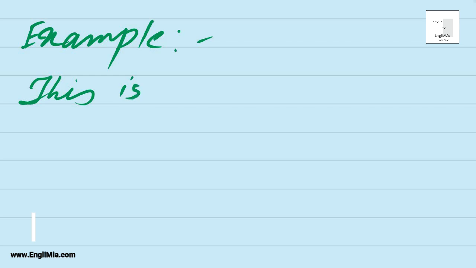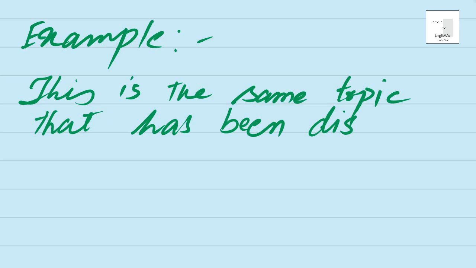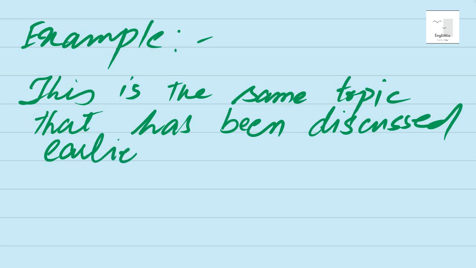Example is, this is the same topic that has been discussed earlier. You can see in the example. So this is the same topic. ये वही topic है that has been discussed, जो कि पहले discuss हो चुका है.